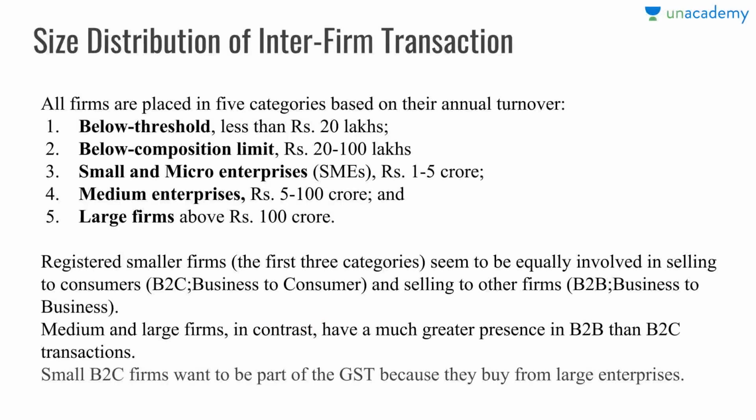Let's talk about the size distribution of inter-firm transactions. Below threshold is less than 20 lakh rupees, below composition threshold is 20 to 100 lakh.